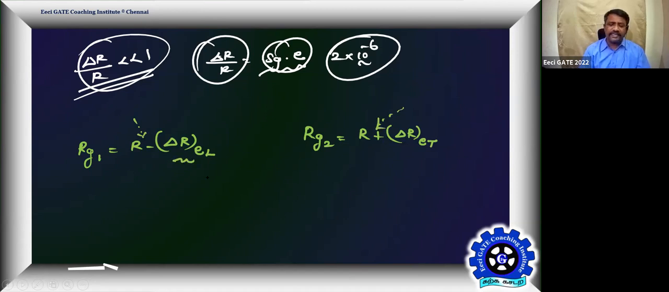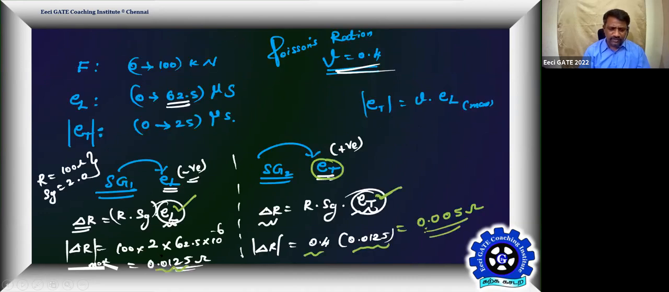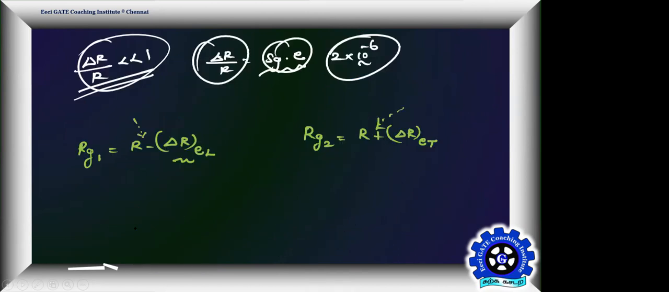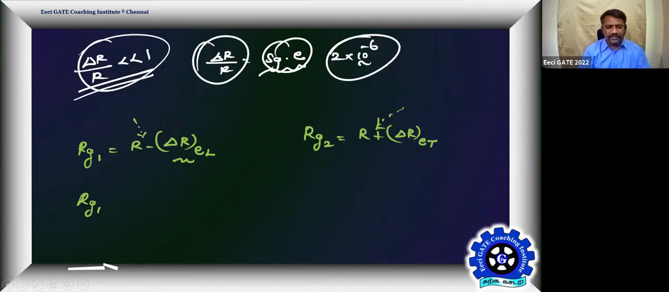Delta R due to EL is already known. How much? 0.0125 is delta R due to EL. And this is delta R due to what? ET. Correct? Getting everyone? Following, right? Yes, sir. So the result is that RG1 is going to have a resistance of what? R. What is R now? 100 ohm. 100 minus 0.0125 ohms is the actual gauge resistance.